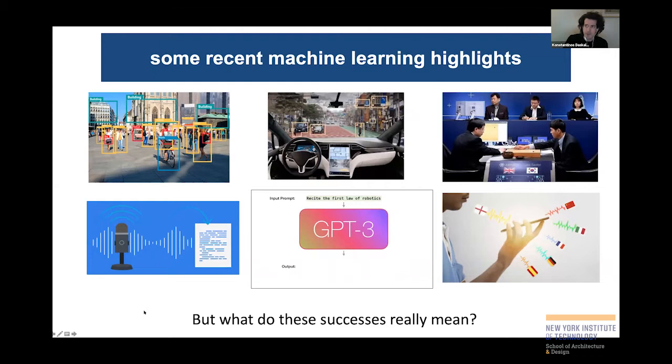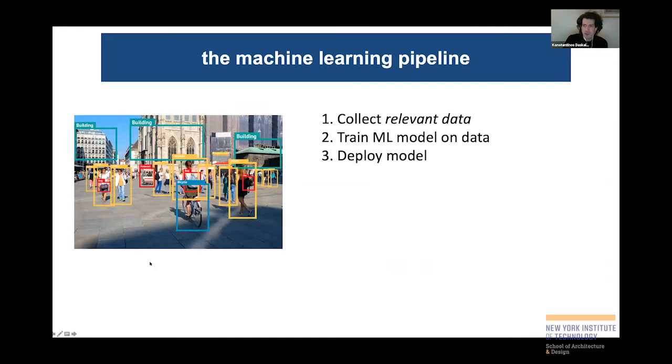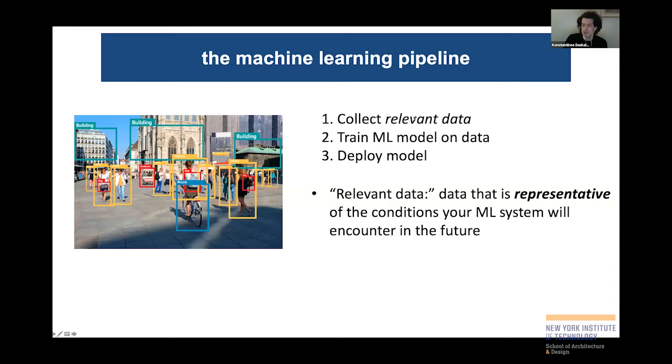And as an anchoring point, I want to first discuss a little bit the pipeline from which all these successes arise. So the machine learning pipeline is to first pick an application, for example, object recognition in an image, collect relevant data that will help you get insights into how to solve this learning task, write down and train a machine learning model on your data to do well in terms of predicting objects in the data you have collected, and then hopefully if your model is good, deploy it in the real world. Okay, and I want to talk a little bit about relevant data, which is going to be the starting point of the issues that arise.